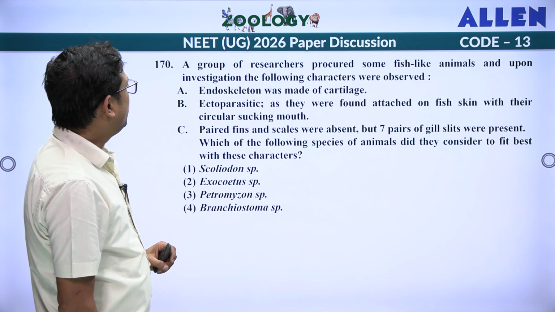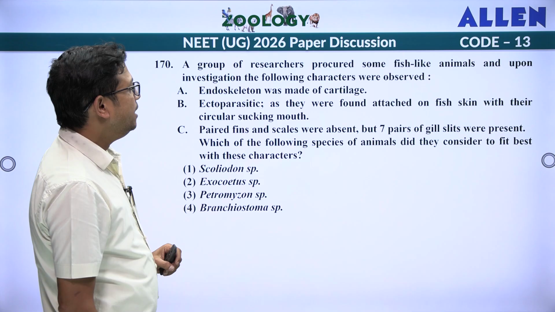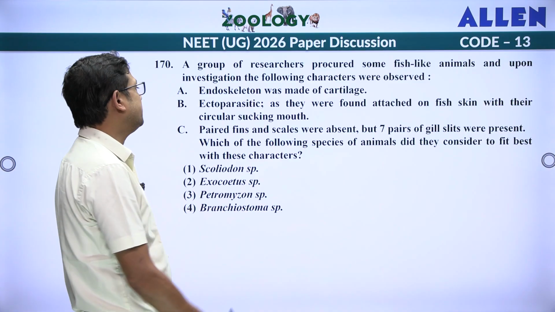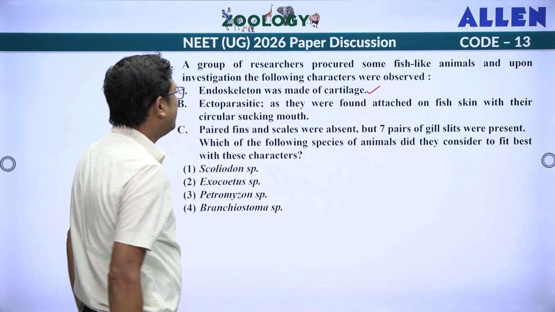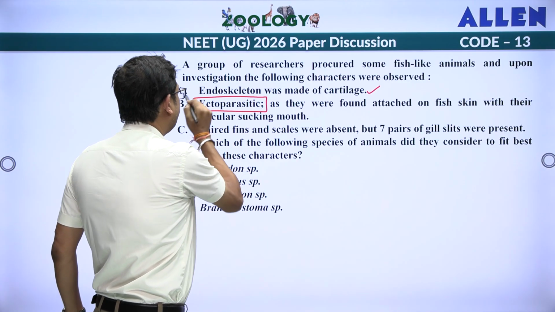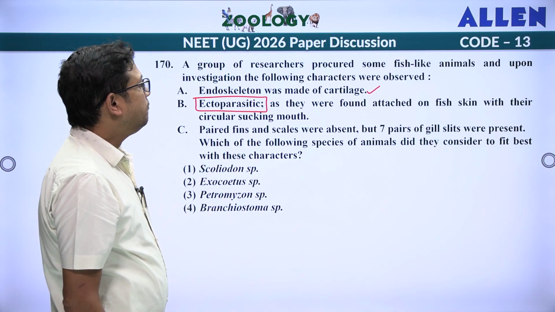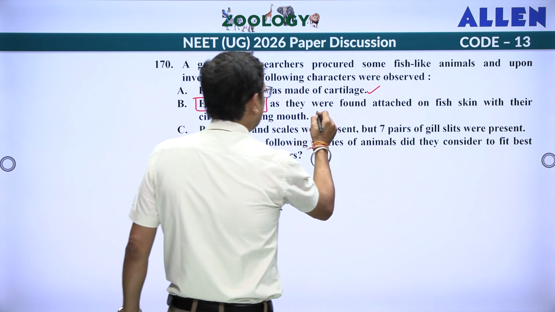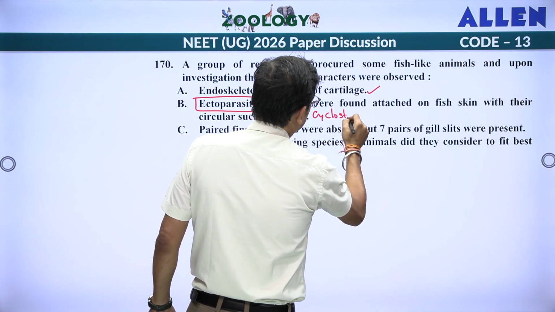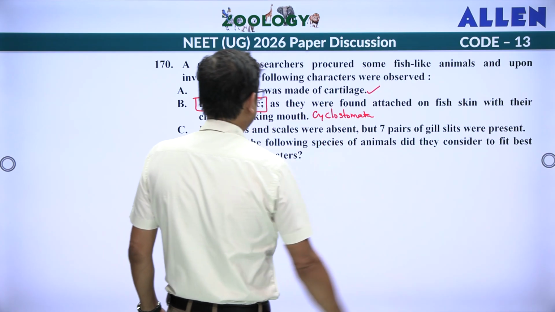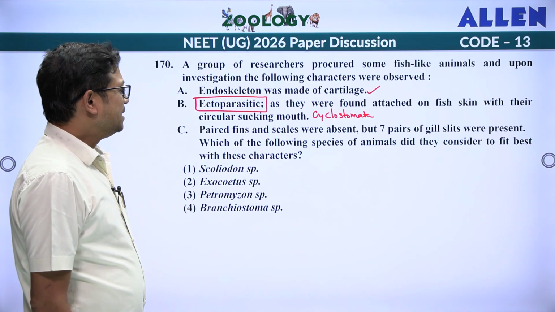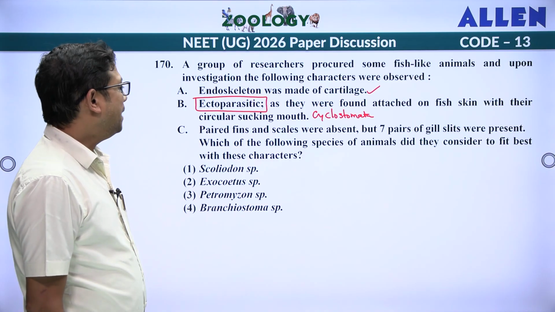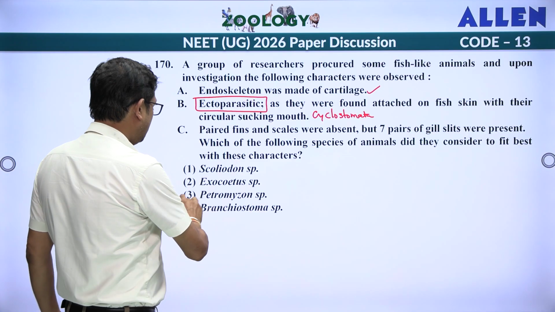Next, a group of researchers procured some fish-like animals and upon investigation, the following characteristics were observed. Endoskeleton was made up of cartilage, fine. Ectoparasite, they were found attached on fish skin and have a circular sucking mouth. So this is talking about Cyclostomata. In the class Cyclostomata we know there are 2 examples, Petromyzon and Myxine. So answer is the third one here.